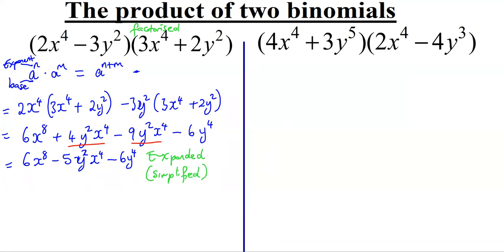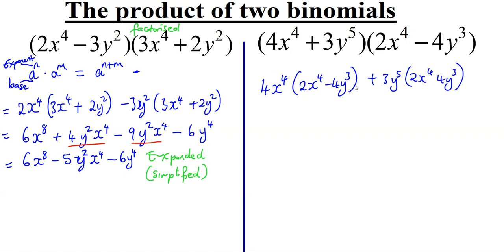Now let's go on to the next question here. We are going to have our 4x to the power 4 in bracket 2x4 minus 4y cubed. Can you see what I'm doing? I'm writing the whole bracket here, then plus 3y5 in bracket 2x4 minus 4y cubed. Then here, what are we going to do from there? We are multiplying inside here. 4 times 2 is going to give us 8. X 4 plus 4 is giving us 8 there. Then 4 times 4 is going to give us minus 16.